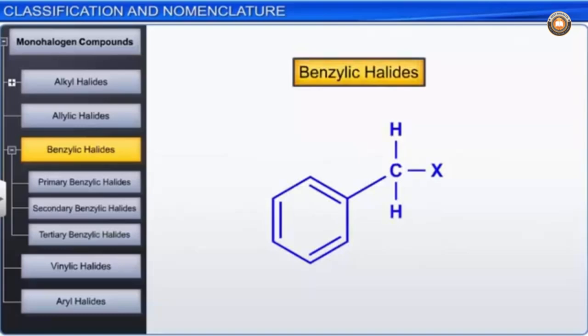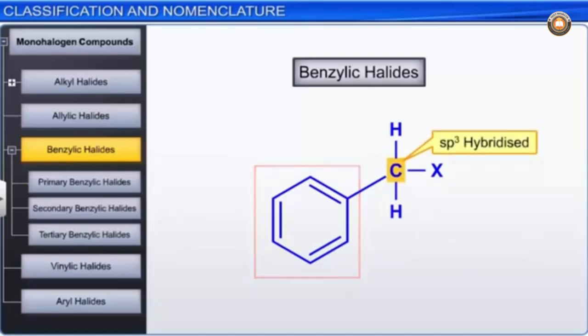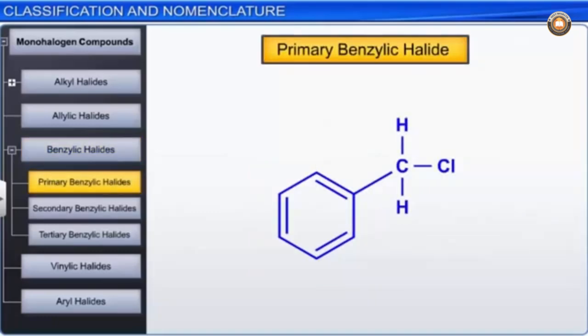In benzylic halides, the halogen atom is bonded to a carbon atom with sp3 hybridization, that is linked to an aromatic ring. In primary benzylic halides, the carbon attached to the halogen has only one carbon-carbon bond.